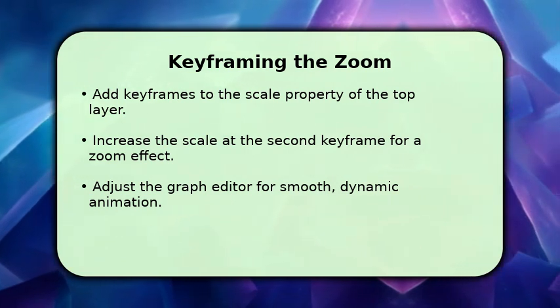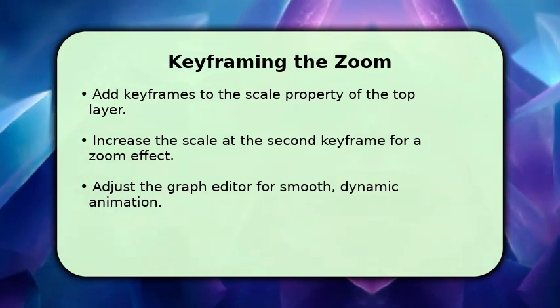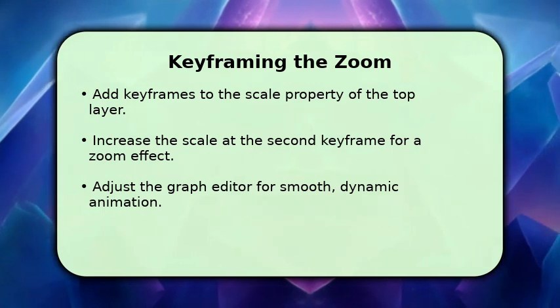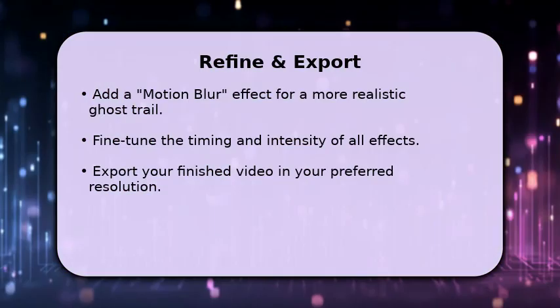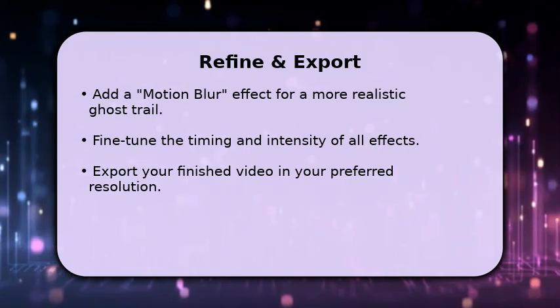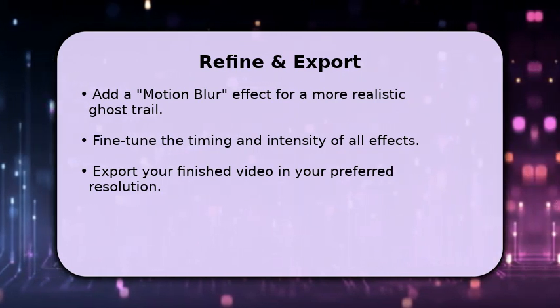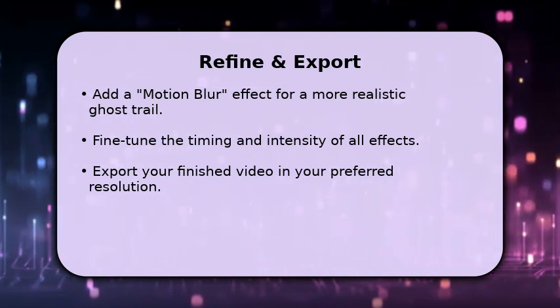For a truly professional and smooth animation, open the graph editor and adjust the curve between these two keyframes, perhaps using an ease-out curve. To enhance the ghost effect, add a motion blur effect to the top layer. This will create a more realistic and fluid trail as your object zooms.